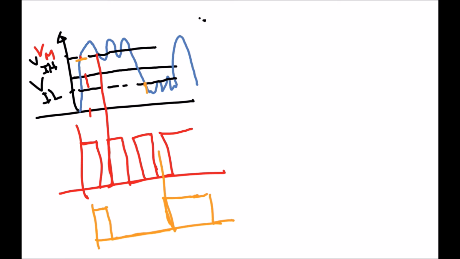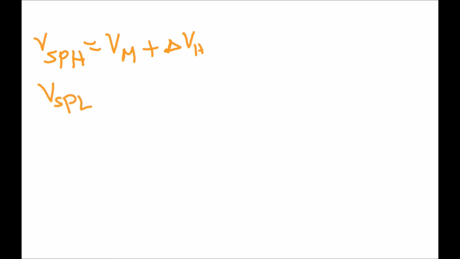So let's talk mathematics now. For the Schmitt trigger, we can say that its V switching point high is equal to the VM of an inverter plus delta VH, and the V switching point low is equal to VM minus delta VL. Now the delta VL plus delta VH are the noise margin.